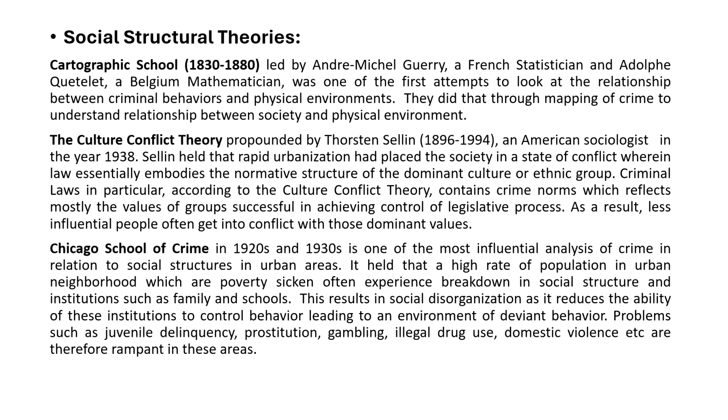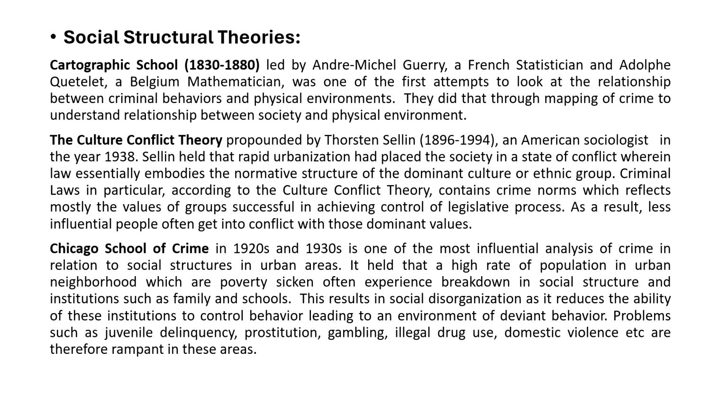Now, coming to the sociological explanation. As I have already told you in the first lecture, it can be broadly divided into social structural theories and social process theories. The cartographic theory or the cartographic school related crime to the mapping of crime to understand the relationship between society and physical environment. That means the very demographic factor could also be responsible for people to commit crime.